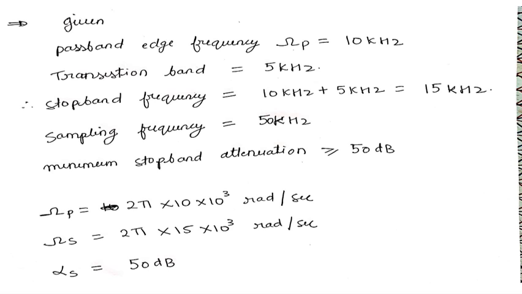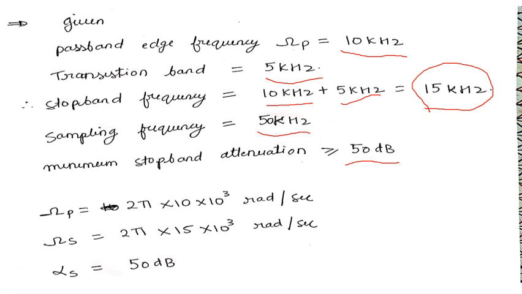Now let us note down the given specifications. Passband edge frequency is given as 10 kHz. Transition band is given as 5 kHz. Next, we need to find stop band edge frequency. Stop band edge frequency can be calculated as passband frequency plus the frequency of transition band. Therefore, the stop band edge frequency comes to be 15 kHz. They have also given the sampling frequency as 50 kHz. Also mentioned in the question is minimum stop band attenuation 50 dB.